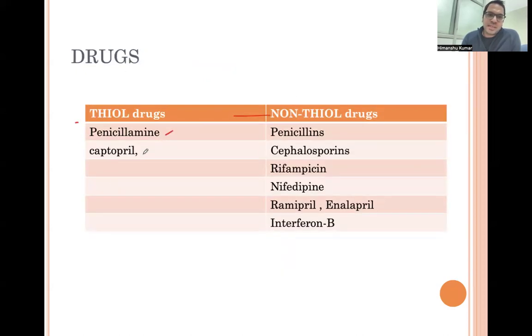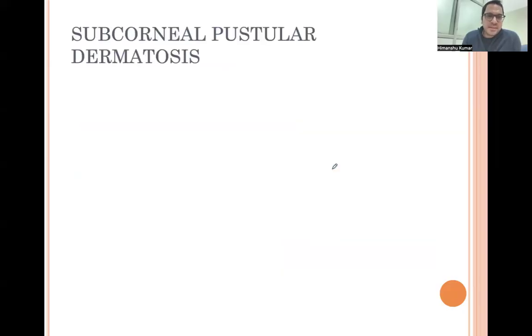The thiol, most common ones are penicillamine and captopril. Non-thiol, there are plenty of drugs, penicillins, cephalosporins, rifampicin, rifapentine, ramipril, and enalapril. So thiol groups are more common for drug inducement. Because the treatment is stop the drug.